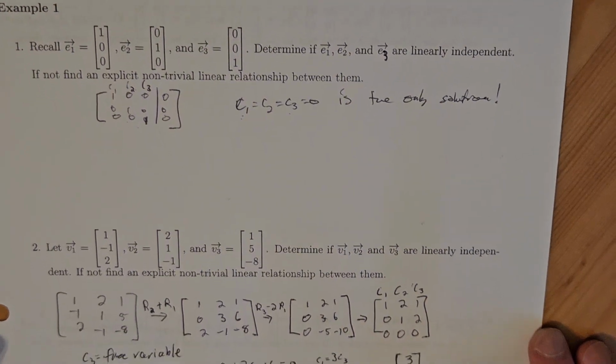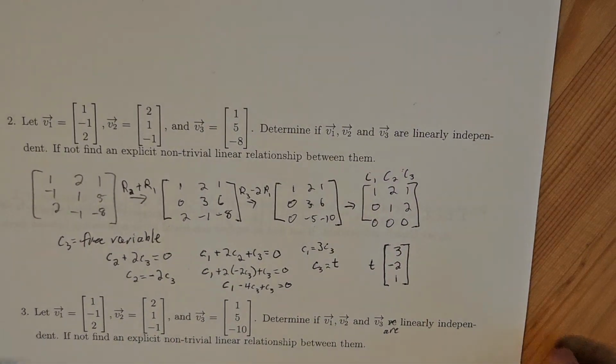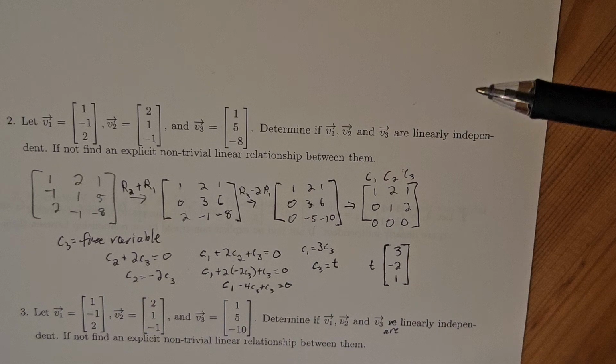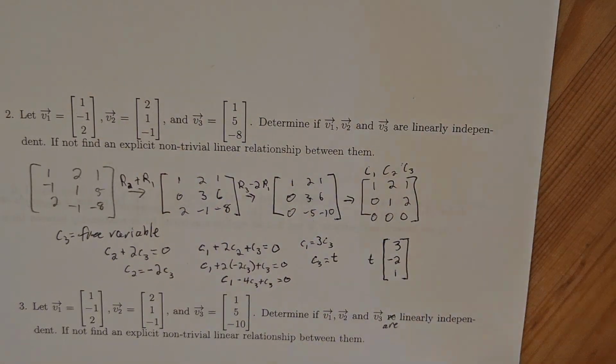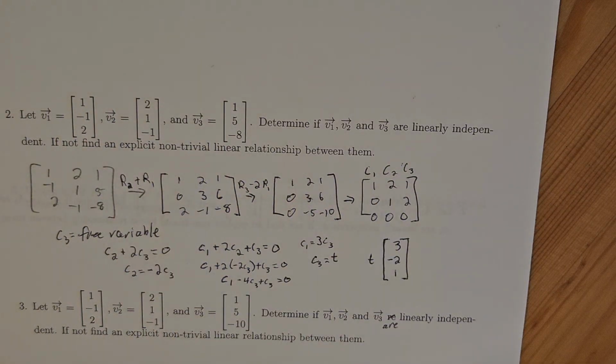All right, so let's go on to a slightly more exciting question now. What if V1 is (1, -1, 2), V2 is (2, 1, -1), and V3 is (1, 5, -8)? I've already written out most of the solution for this. So we start by writing our matrix with those vectors as our columns, and then let's row reduce until we get it into reduced echelon form or just row echelon form.